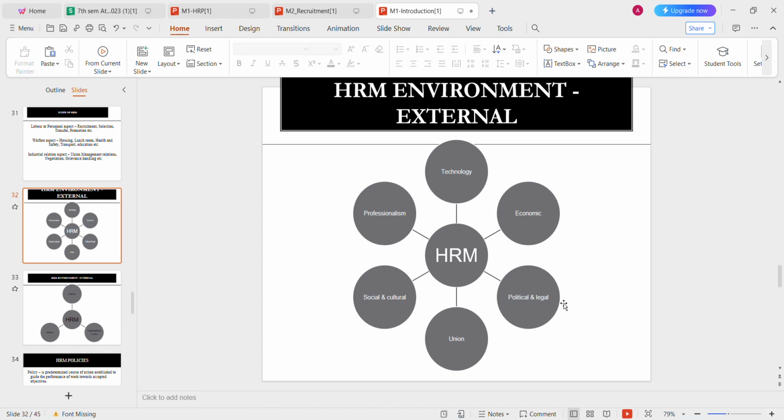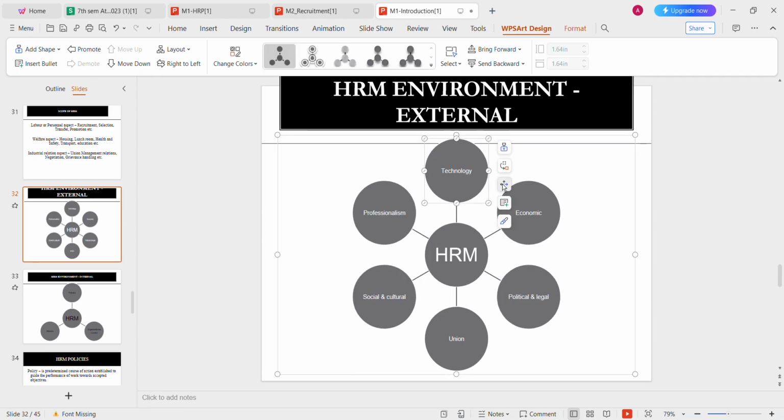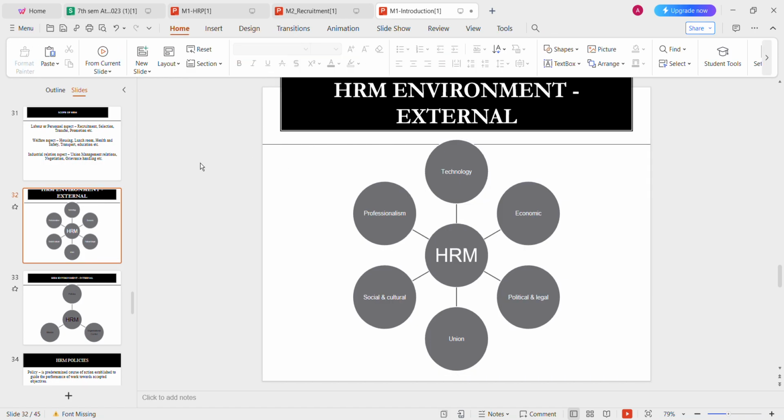Social and cultural means the organization culture has to be maintained. Next, economic factors: they need to analyze the growth of the company. Next, technology: they analyze which technologies are leading and try to implement them.